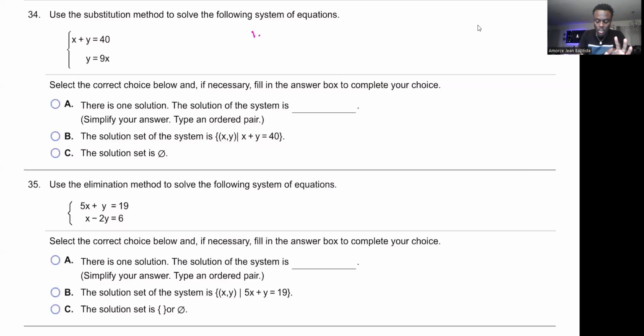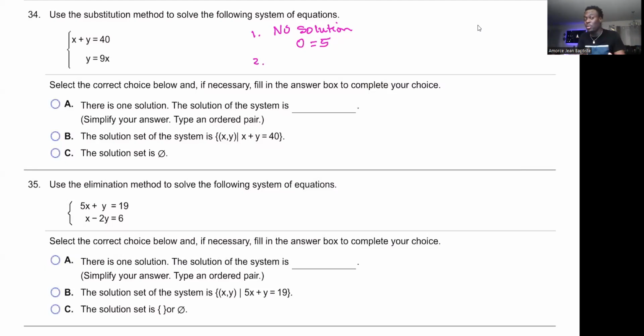First is when you have no solution. No solution is when you have a false statement, for example, 0 equals 5. If you're solving, the variable goes away, and then you end up with a false statement, you know that you have no solution.